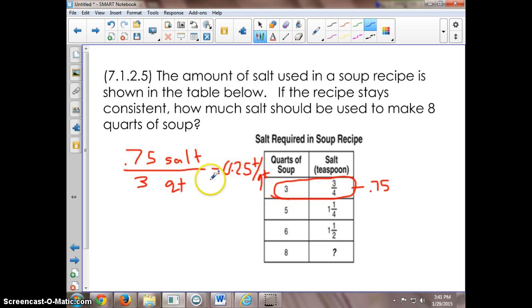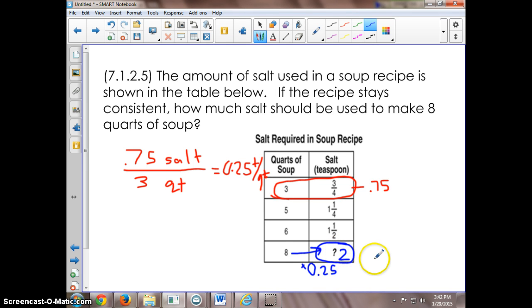But that helps me because if I know that we have 1/4 teaspoon for a quart of soup as my unit rate, then I can use that unit rate to fill in this unknown value in the table. Think back to what you did yesterday with your crab walk table. Do you remember how we get from this number to this number? Well, we're going to multiply by our unit rate. So times by 0.25. And 8 times 0.25 is 2.